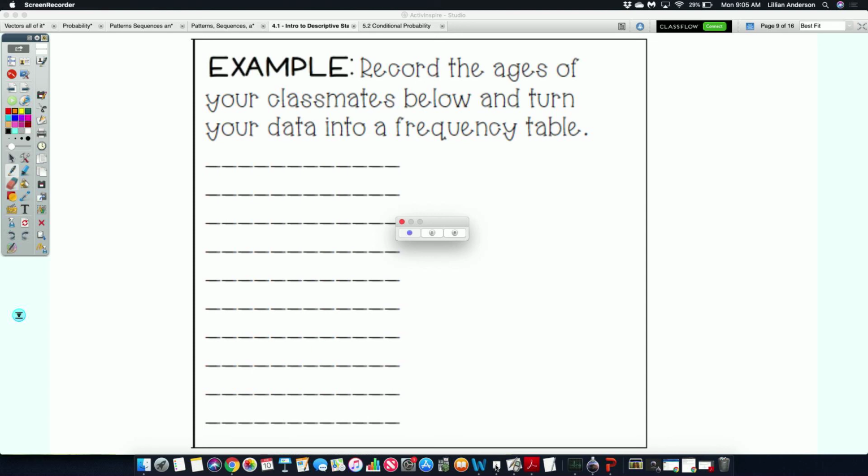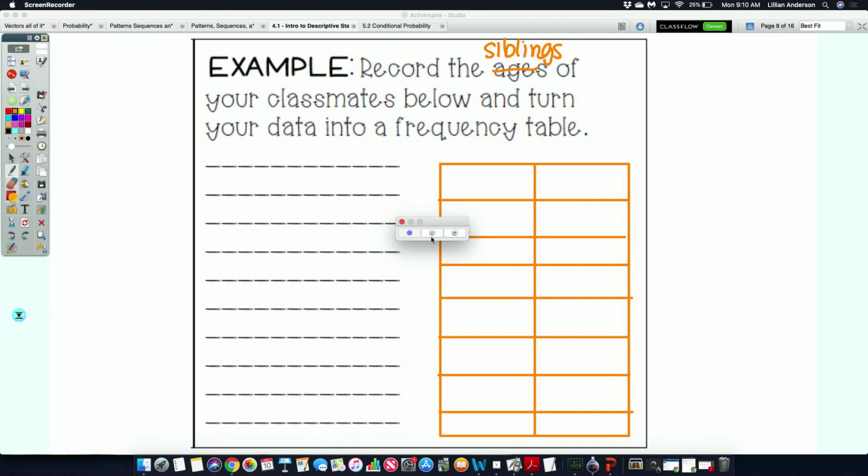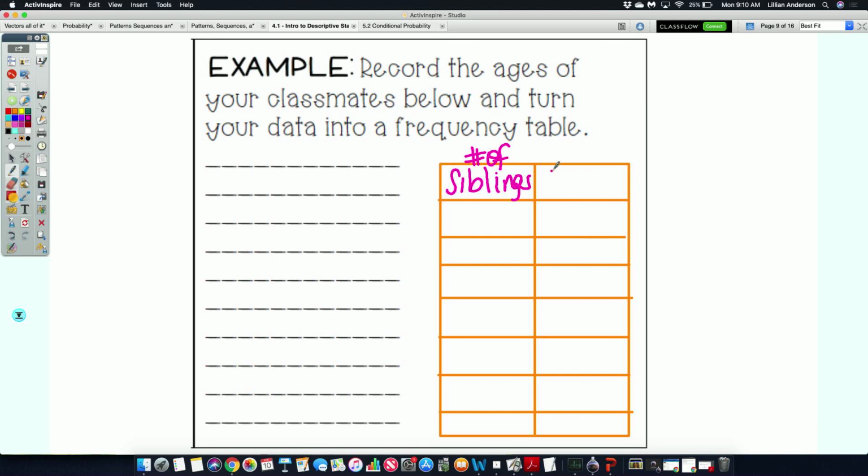No, I want you to get up and move around. How did you label your table? What was at the top? Okay, you definitely want to make sure you label this siblings, or number of siblings, because that's what we asked for. What was the second column? Very good. And what were our numbers? 0, 1, 2, 3, 4, 5, 6.